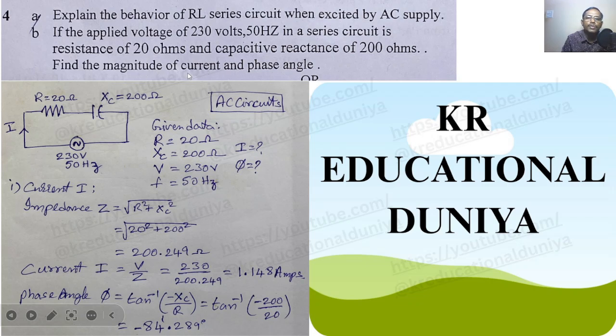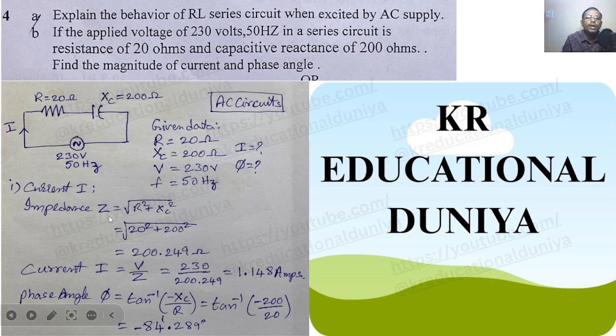Magnitude means value. So here R equals 20 ohms, capacitive reactance equals 200 ohms, the voltage equals 230 volts, and frequency equals 50 Hz. They are asking us to find the current value and also the phase angle phi. So current I we need to find. For finding current, the formula is I equals V by Z. I know the V value but I don't know the Z value, so find Z first.